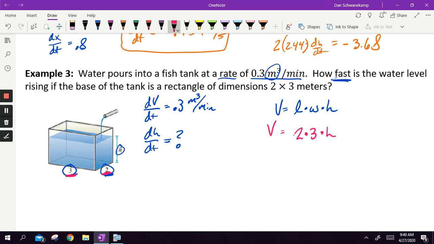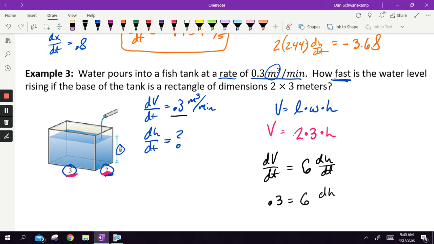Once we've found that, then we're going to take the derivative. So we're taking the derivative of volume, which would be dV over dt. This could have been a pretty ugly equation that we would have had to take the derivative of, length times width times height. But because there were 2 constants, we don't have to mess with that. What's the derivative of 6h? Well, the derivative of 6h is 6 dH over dt. So that's a pretty simple equation. Once we've found that, we're going to plug in what we know, which is 0.3.